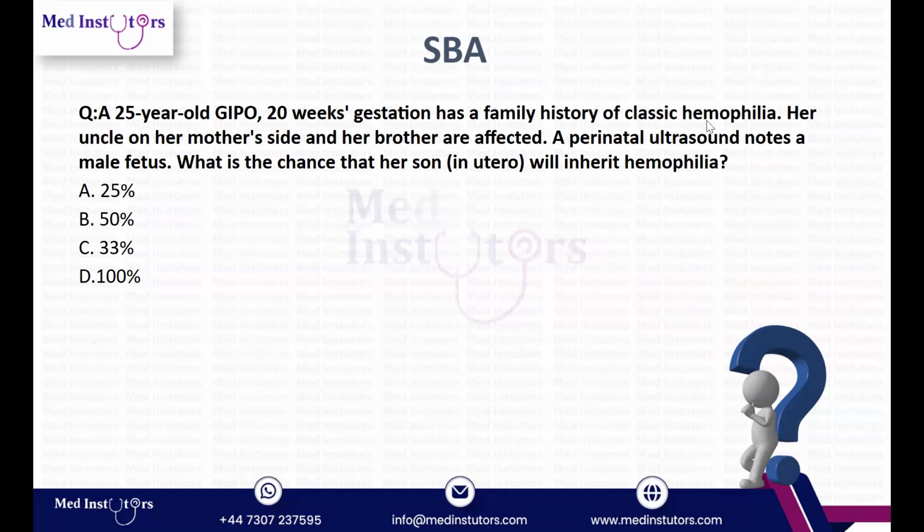For instance, here they're talking about hemophilia. Now you have some background knowledge of what hemophilia is and what type of inheritance pattern it follows. Then you can suddenly recall the rule. If you remember that rule, then you are halfway there to getting your answer.